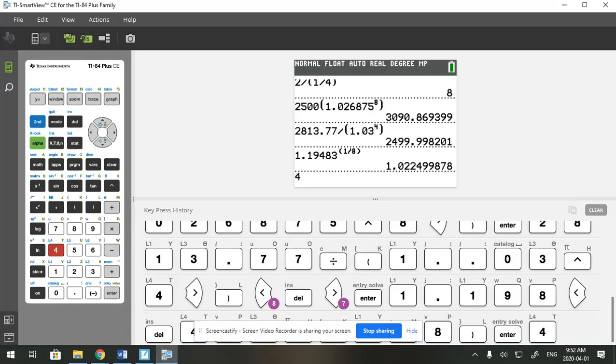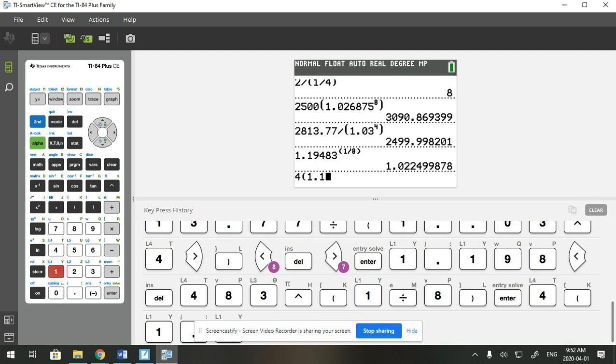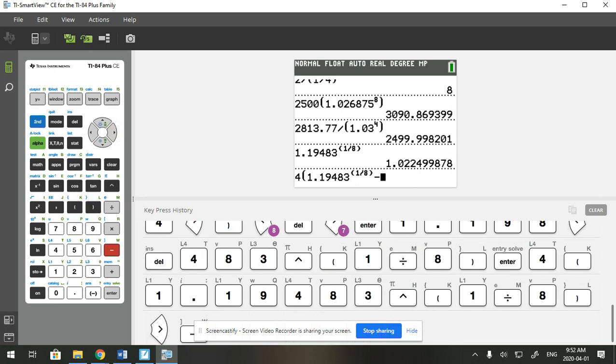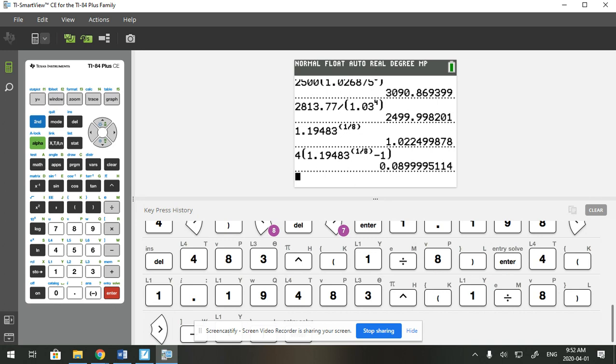So I have 4, and in brackets, 1.19483 to the exponent, and I'd probably put brackets, if you have a newer calculator, I don't think you need to. So I have that, take away 1. So be careful with all your brackets, maybe pause here, type that in, make sure you get the same answer as me. You should get 0.08999, etc. So we'll write that down.